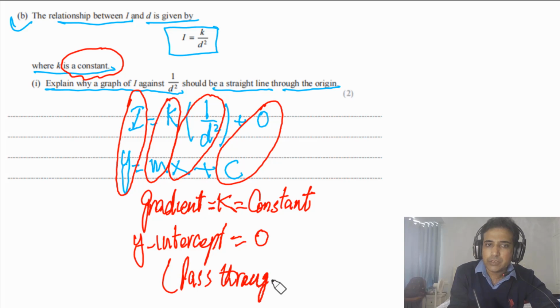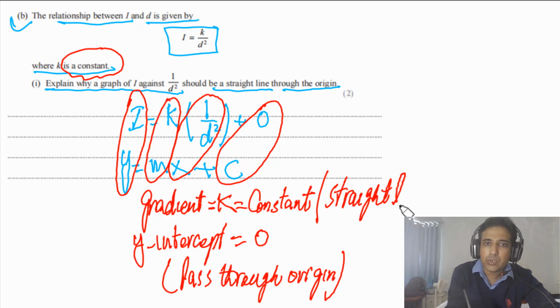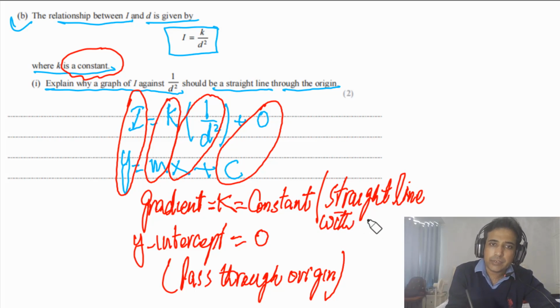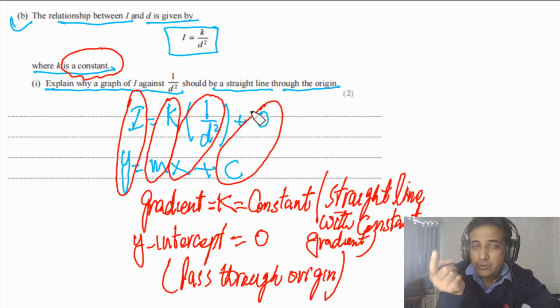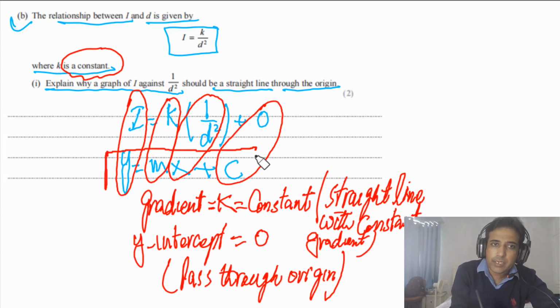So simply you can say it passes through the origin because y-intercept is equal to 0, and gradient is equal to a constant, so it has to be a straight line. So we can say it has to be a straight line with constant gradient, or with only one value of gradient. So this is how you can answer the question. It is a very common question also. Any equation given to you, most of the time you simply need to compare with the straight line equation.